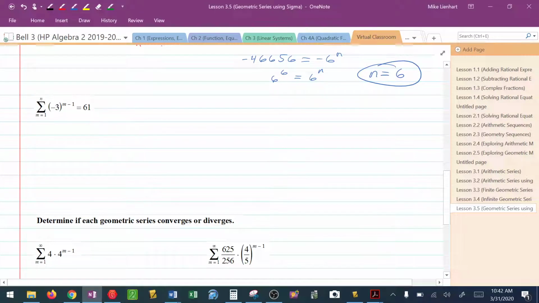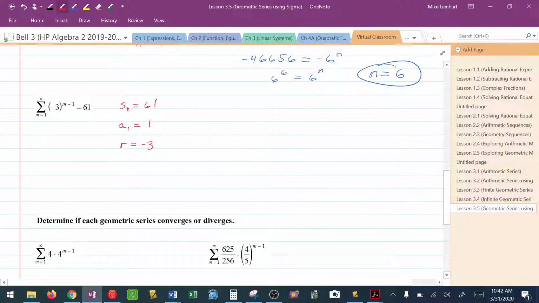Again, they want me to find n. I know that S sub n is equal to 61. I know this is finite because that R value of negative 3, its absolute value is greater than or equal to 1. So let's see. I know A sub 1 here is 1. Notice again, there's no number in front of the R value. I know that the R value here is negative 3.